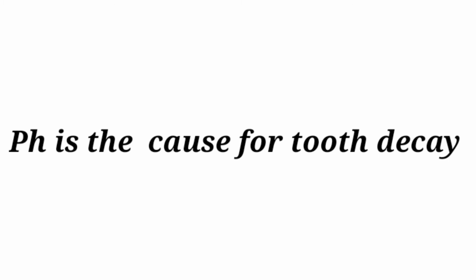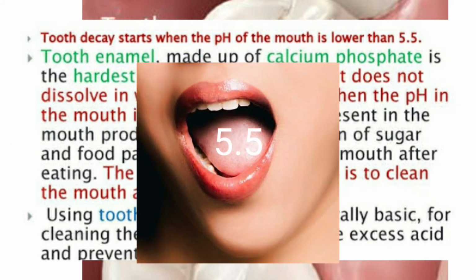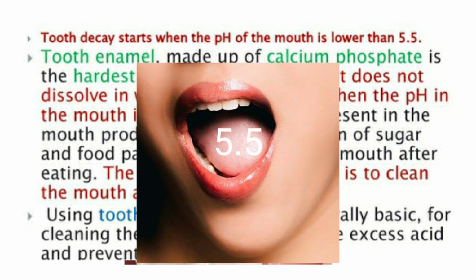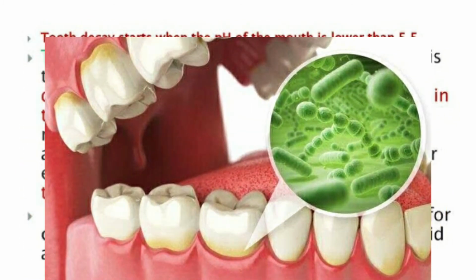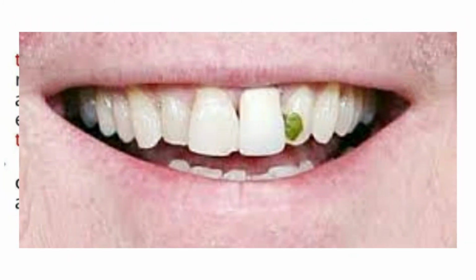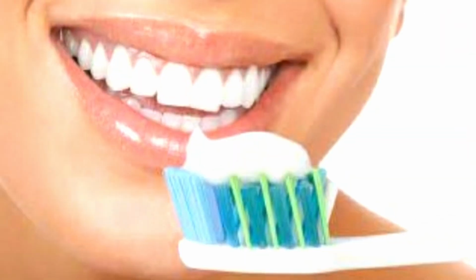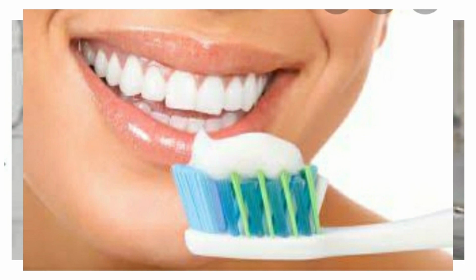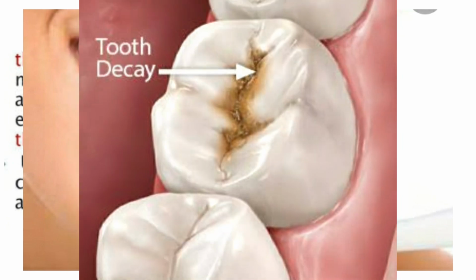pH is the cause for tooth decay, children. Tooth decay starts when the pH of the mouth is lower than 5.5. The bacteria present in the mouth produce acids by degradation of the sugar and food particles remaining in the mouth after eating. The best way to prevent this is to clean the mouth after eating food and using toothpaste, which is generally basic. Cleaning the teeth can neutralize the excess acid and prevent tooth decay.